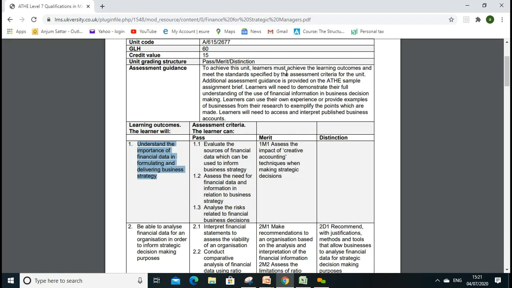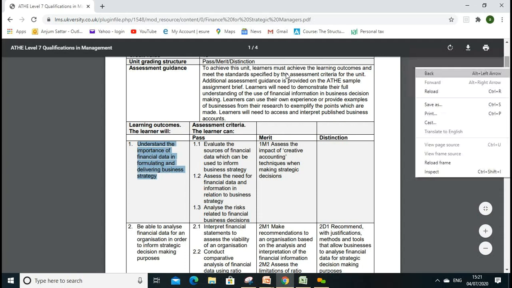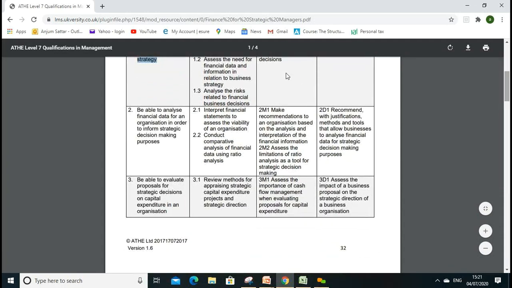We discussed assessing the needs for financial data, and analyzing the risks involved in decision making. We discussed that risk is the probability of something happening. And we discussed creative accounting, what is meant by it and what creative accounting is.